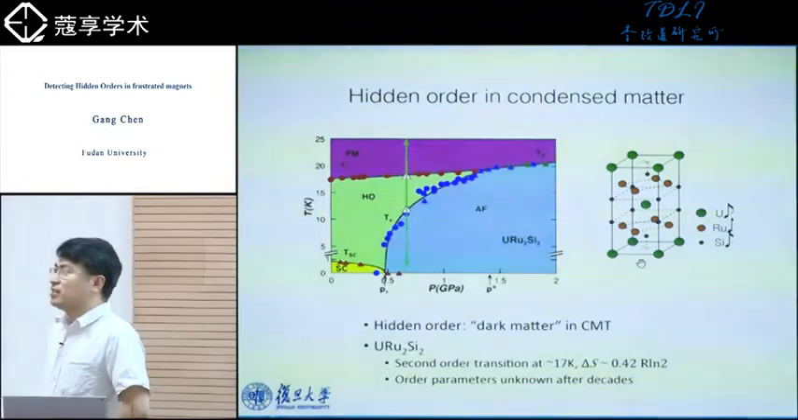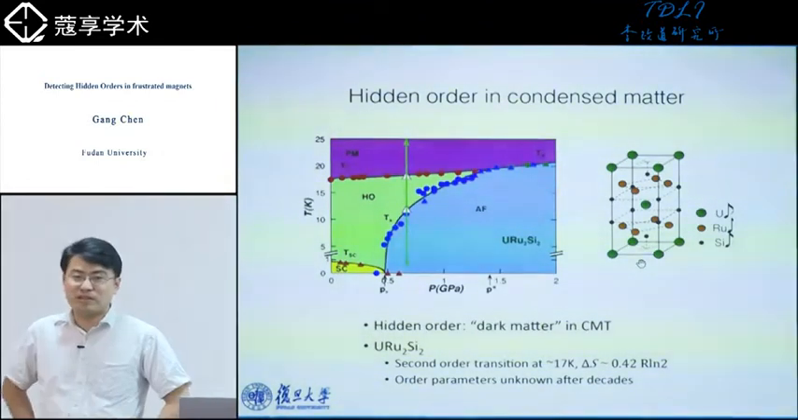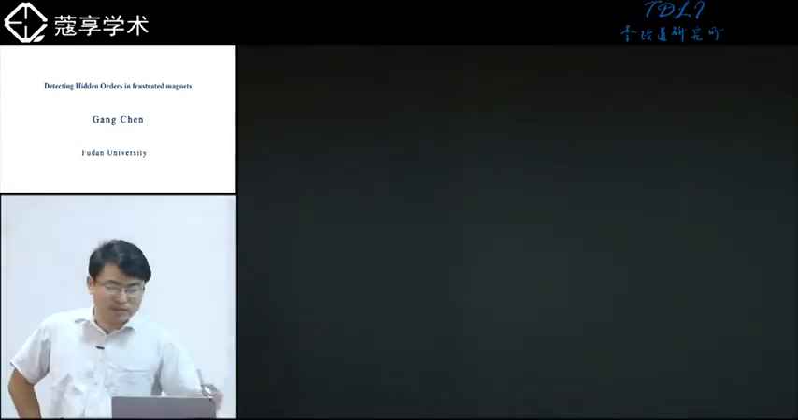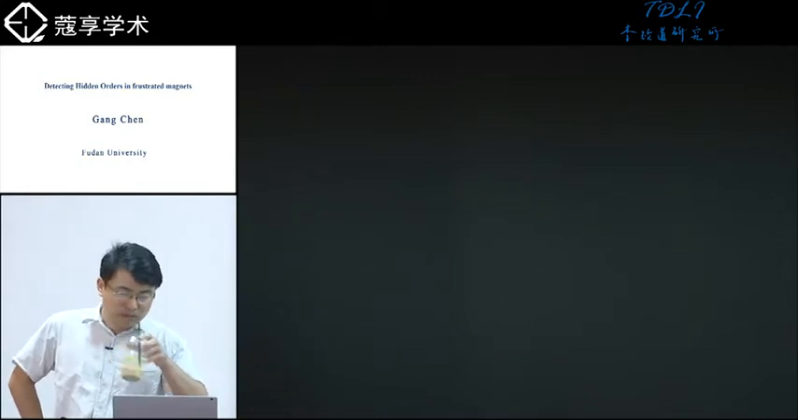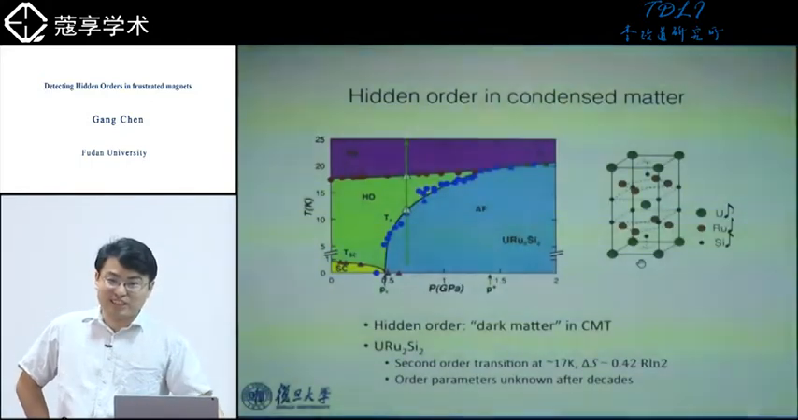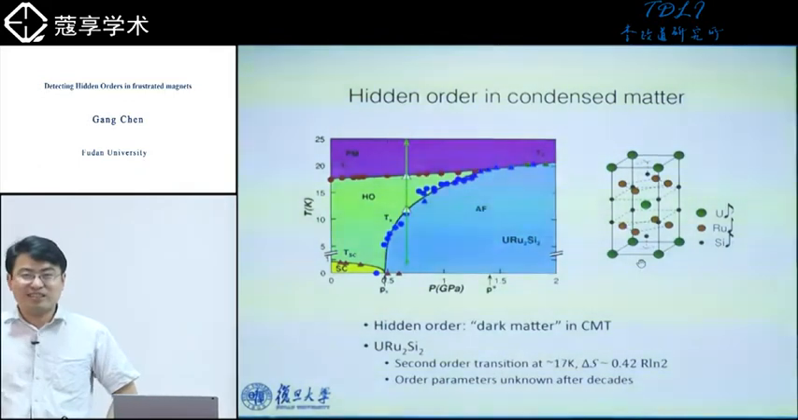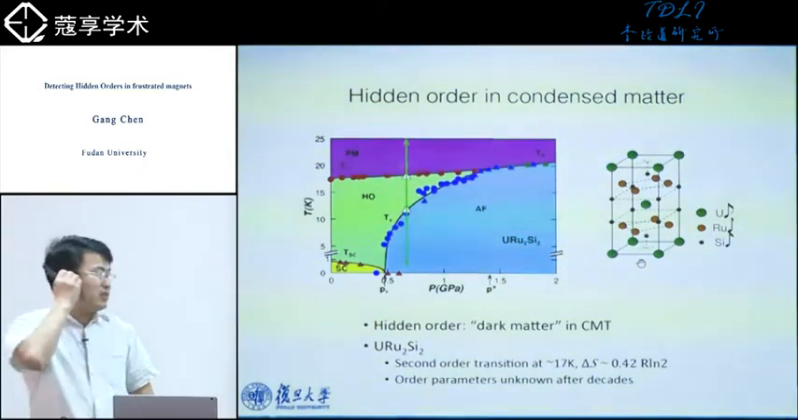Is there any idea? If it's a second order transition, how can the specific heat have such a sharp peak? It's a lambda peak. Oh, lambda peak. Okay, second order transition.